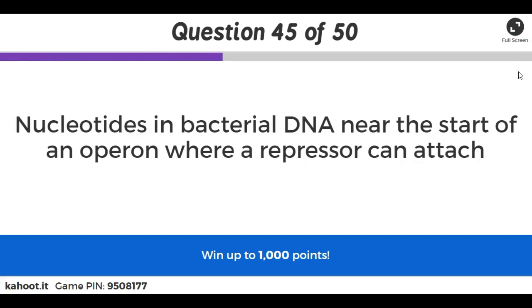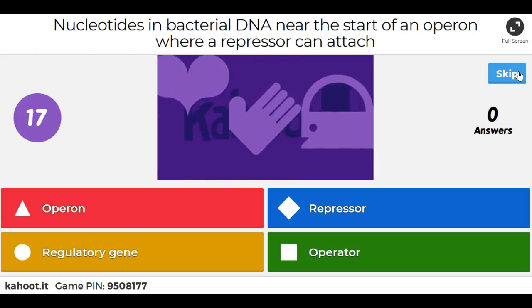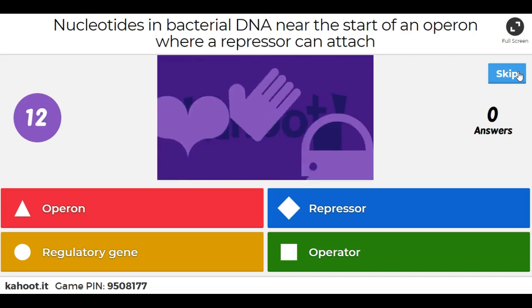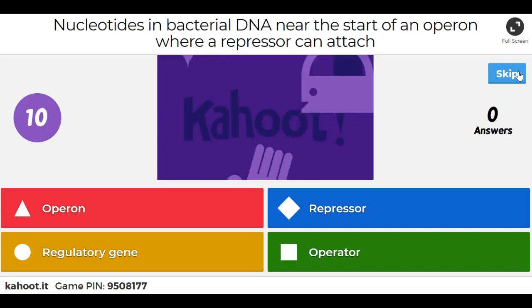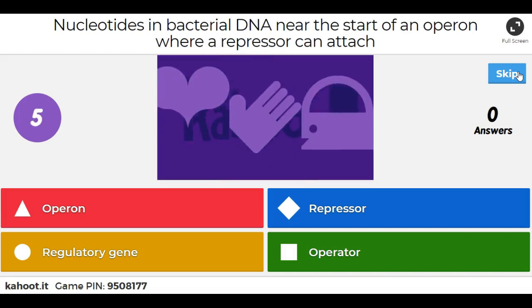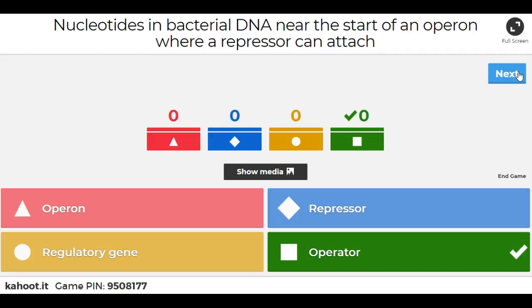Nucleotides in bacterial DNA near the start of an operon where the repressor can attach. What do we call this location? So this is the operator. The operator is that sequence of nucleotides where a repressor can attach, the operator can be switched on, and the operator can be switched off.